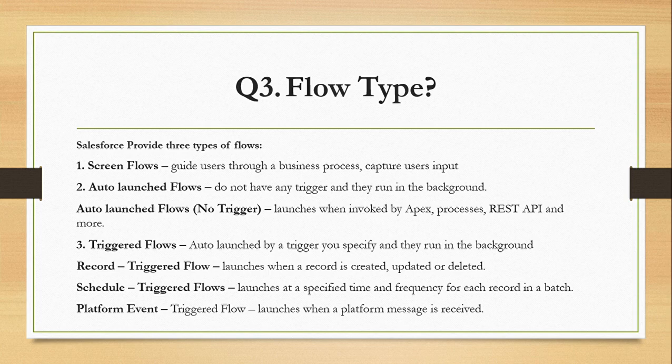Record-triggered flow launches when a record is created, updated or deleted. The scheduled-triggered flow launches at a specified time and frequency for each record in a batch. Platform event-triggered flow launches when a platform message is received.